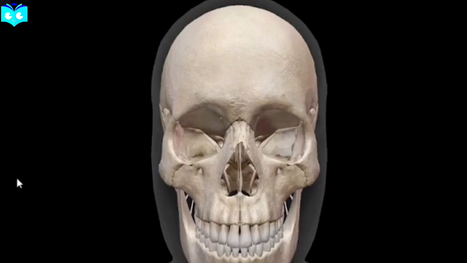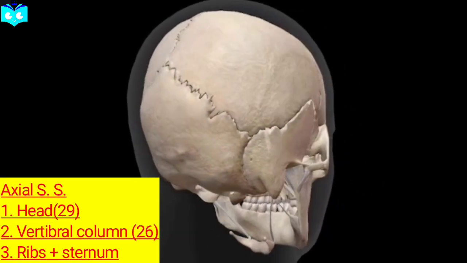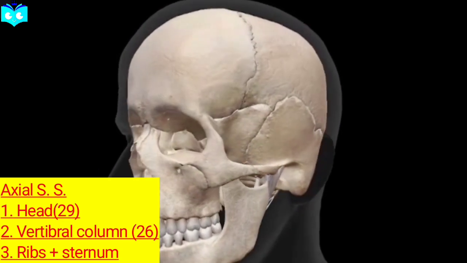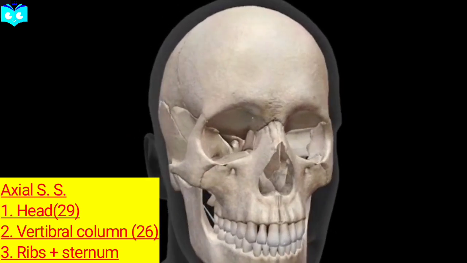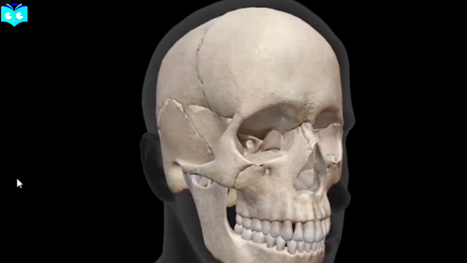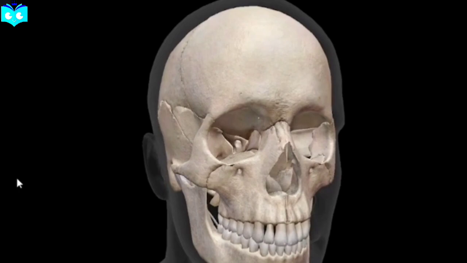First, the axial skeletal system includes the head, vertebral column, and ribs plus sternum. The head contains 29 bones and the vertebral column has 26 bones. Ribs have 24 bones, which is 12 pairs, and one sternum. At first we will talk about the skull. The skull of a human being contains a total of 23 bones; as we know, the head has 29 bones, 6 of which are the ear ossicles. So first let's talk about the skull.